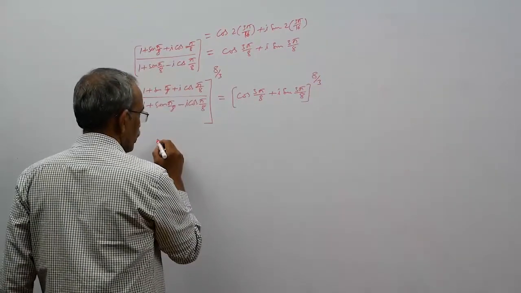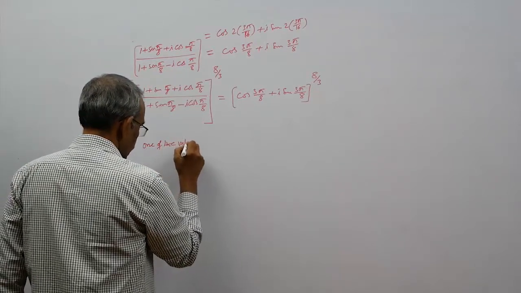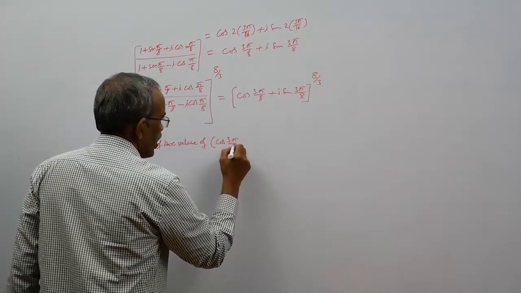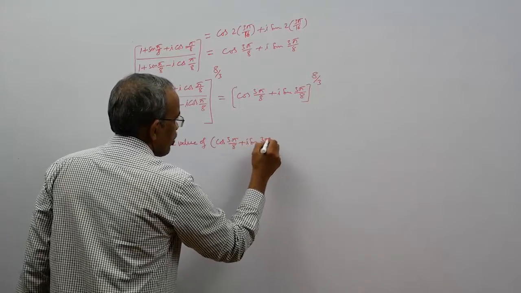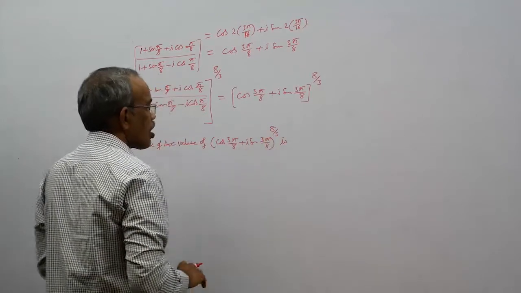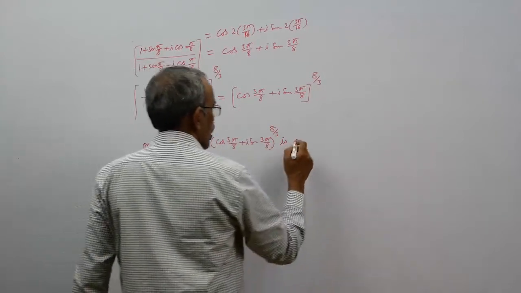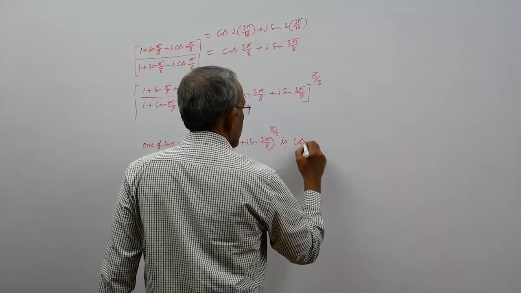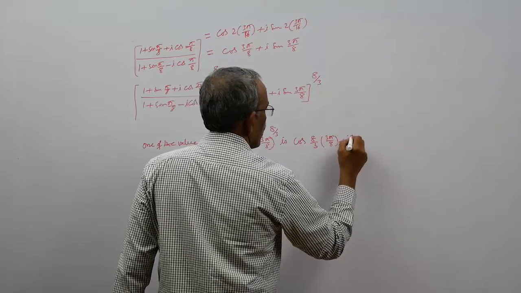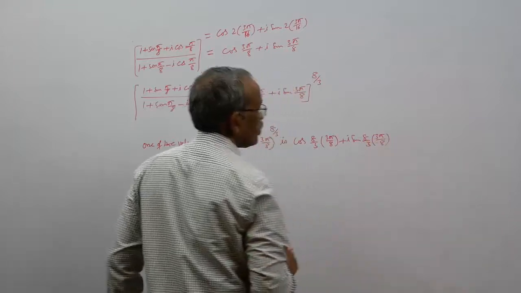Therefore, one of the values of cos 3 pi by 8 plus I sin 3 pi by 8 whole to the power of 8 by 3, as cos theta plus I sin theta whole to the power of n is cos n theta plus I sin n theta, is equal to cos 8 by 3 into 3 pi by 8 plus I sin 8 by 3 into 3 pi by 8.